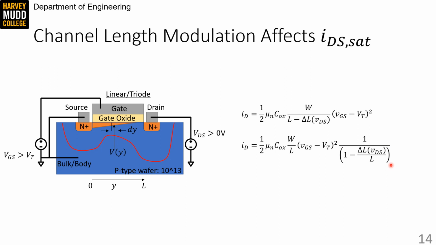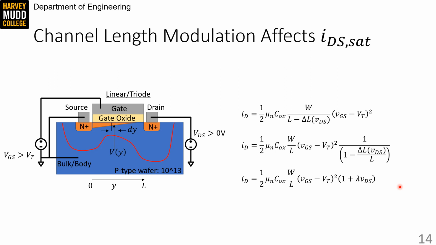And one thing that we know for sure is that this delta L over L in the bottom of our expression is small, because the pinched off region is a small portion of the channel. That means we can just linearize this using a binomial expansion. And so we convert this function of VDS that's small into VDS multiplied by some coefficient lambda.